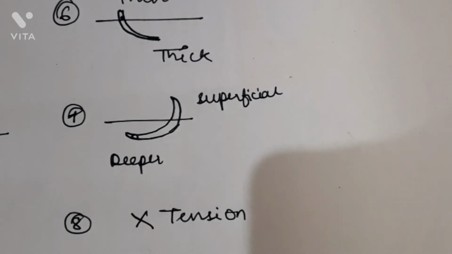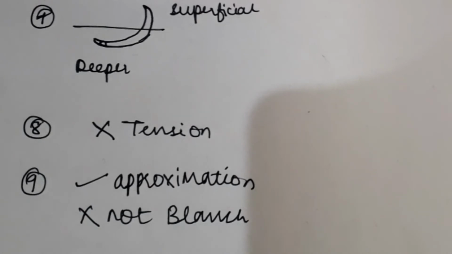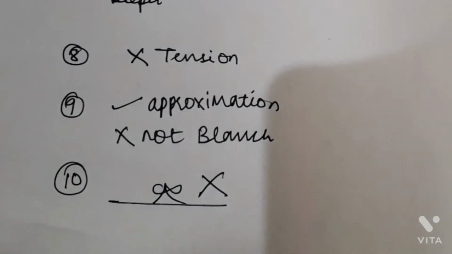The eighth principle states that the tissue should never be closed in tension. Prior undermining of the tissues should be done. The ninth principle states that the tissue should be tied to approximate the tissues and it should not blanch. The tenth principle states that the knot should never be on the incision line.